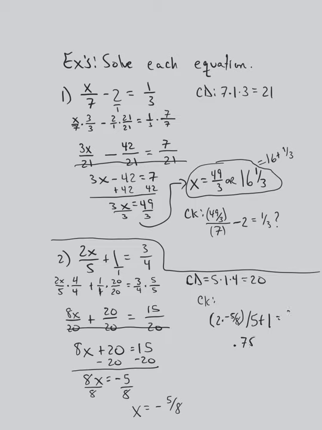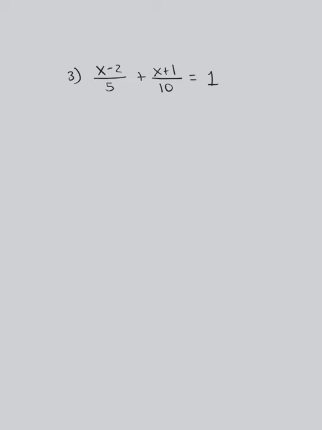Okay? And then we're wondering if that equals 3/4. If you don't know, on your calculator, type 3 divided by 4. It's also going to give you 0.75. So this actually checks. All right, so let's look at one more with fractions.